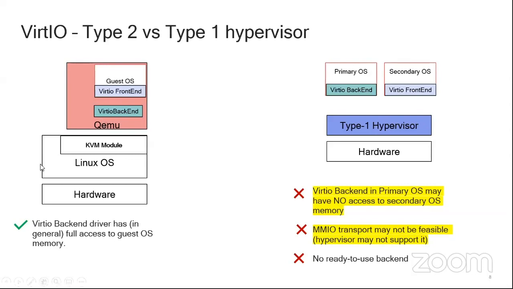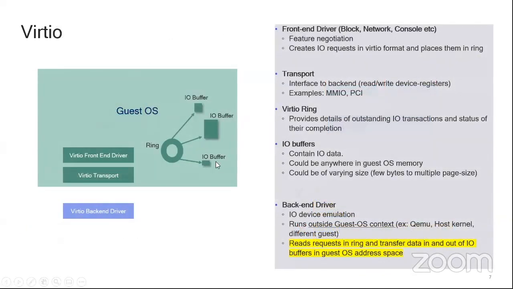What I have shown on the left is the typical environment where Virtio is used today, which is, let's say, KVM, a Type-2 hypervisor. This small box is the guest OS, and the bigger one is some VMM like Qemu or LKVM. Typically most of the backend drivers are part of this VMM, right? In some cases, it could be part of the host hypervisor itself. But the key point is the backend to a large extent has access to the entire guest OS memory. So accessing all these buffers is not a problem at all for the backend driver.